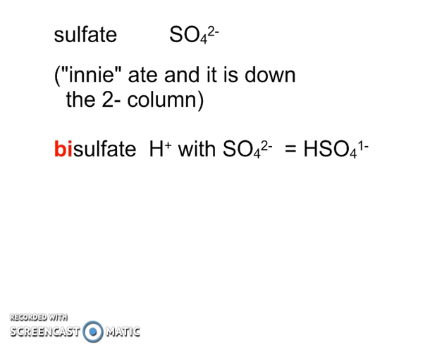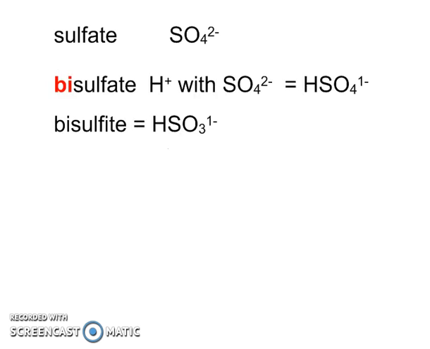Bisulfate: we're going to take a single H+ and add it to SO4 2-. If you just put those together, you're going to get HSO4 1-. So bisulfate is HSO4 1-. If you change the ending from ate to ite, then you just follow the rules, and you end up with HSO3 1-.